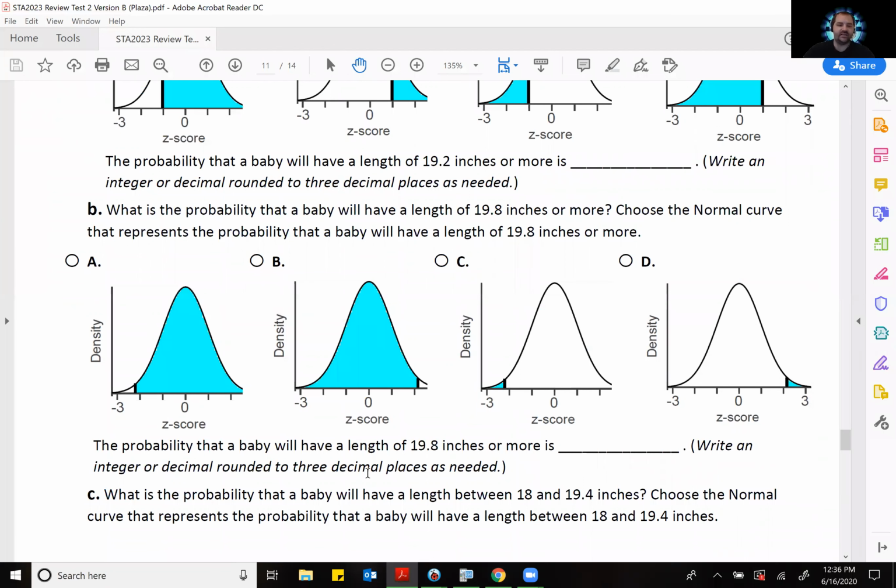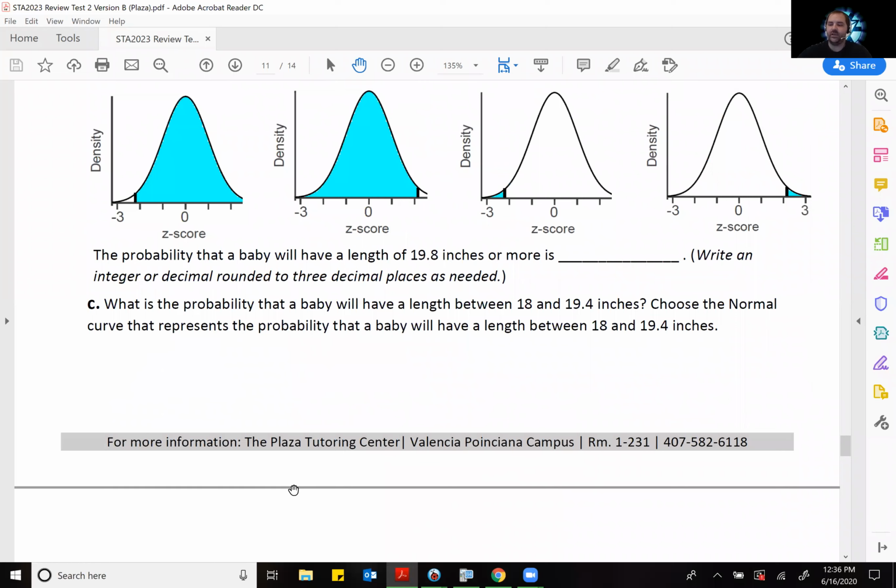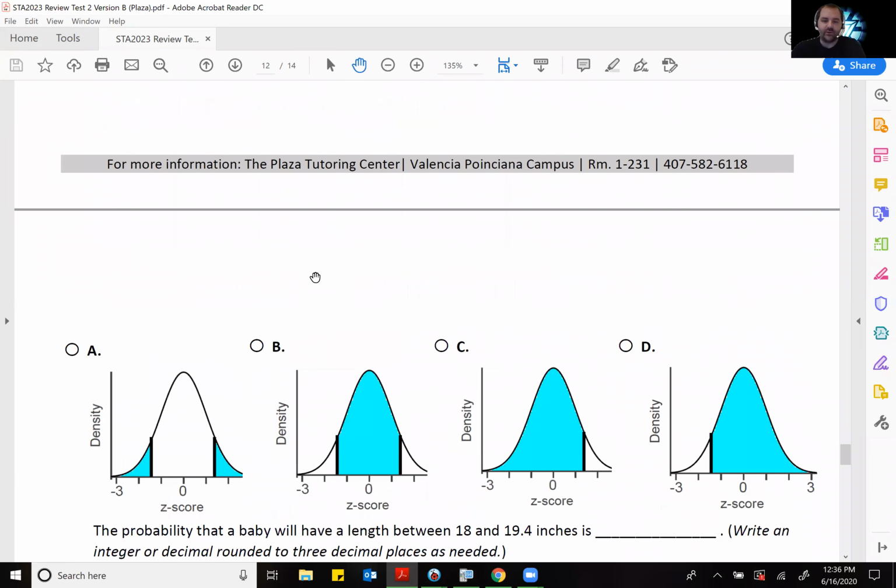So this time it says, what is the probability that a baby will have a length between 18 and 19.4? So which picture down here represents the between? Which one? A. A, no. Oh no. Yeah. That'd be B. It is B.